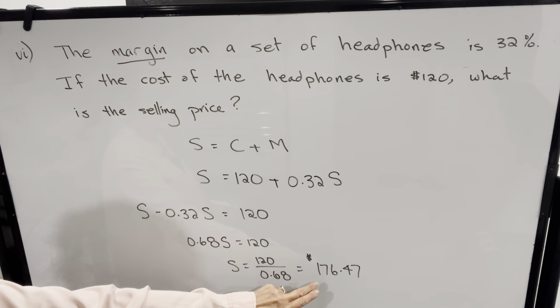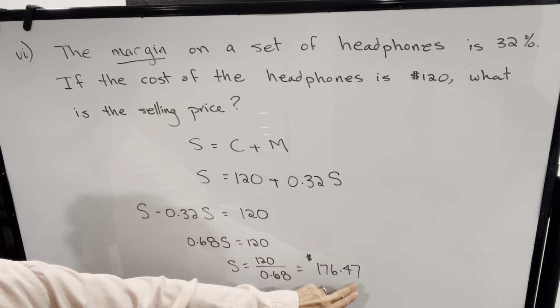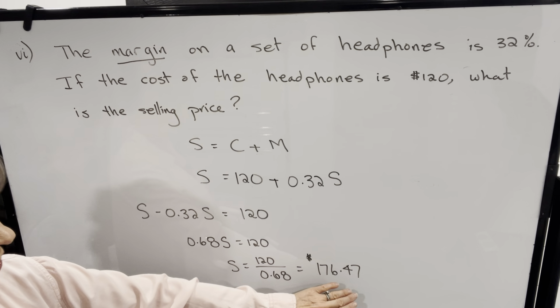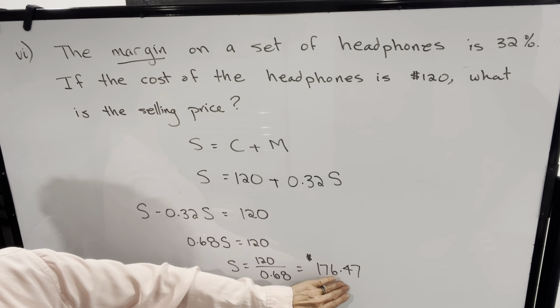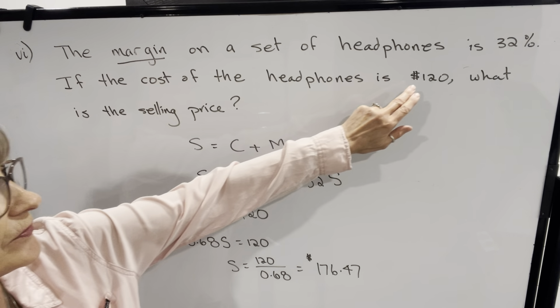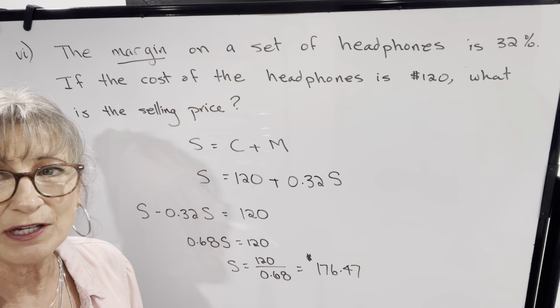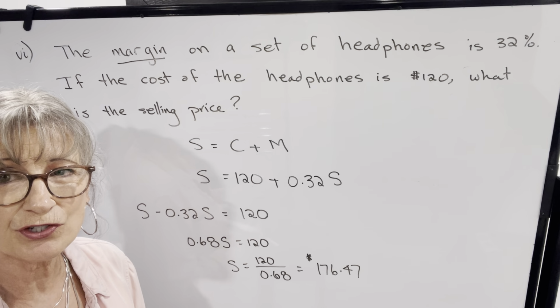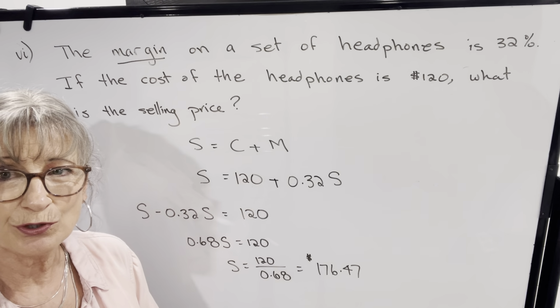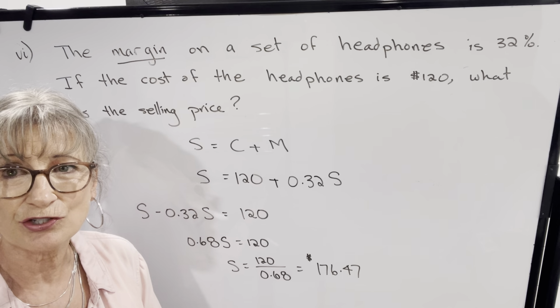So the selling price for those headphones would be $176.47. We could check this because we could find 32% of this and subtract it and see if that equals our cost. So pay really close attention to the wording in these questions and also understand what you use as the base when you're finding a percentage of something.